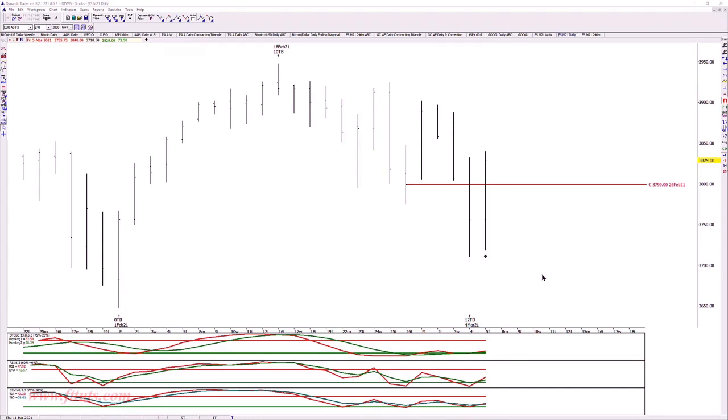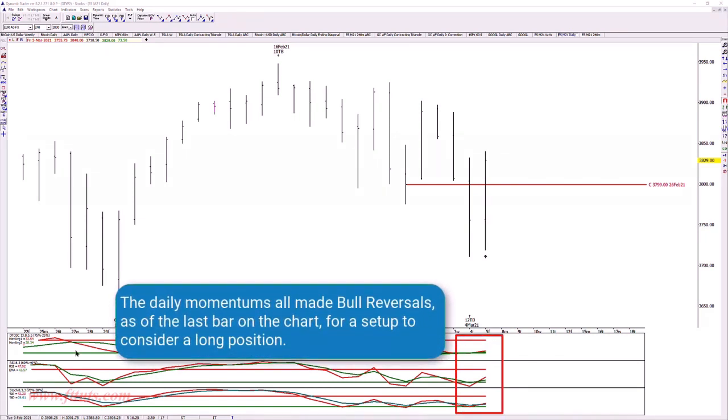Okay, here's the ES. This is the daily data, and as of the last bar in the chart, we can look. I've got 3 different momentum indicators down here. They're all saying the same thing. This is the DT oscillator, the RSI, and the stochastic. They all made daily momentum bull reversals as of the last bar of the chart.